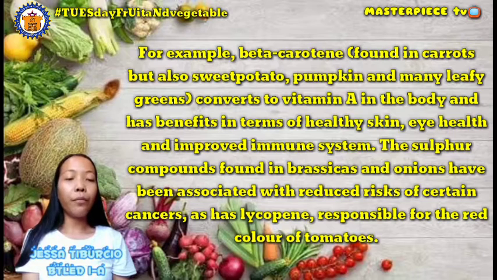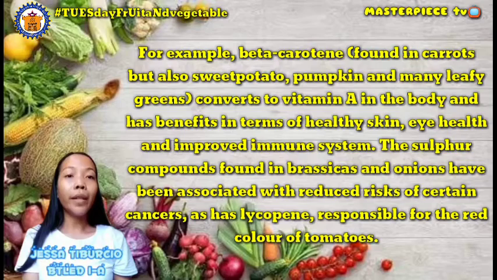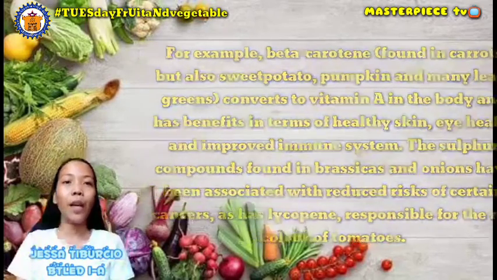Sulfur compounds found in brassicas and onions have been associated with reduced risk of certain cancers, as has lycopene, responsible for the red color of tomatoes. Those are the nutrient content of vegetables.